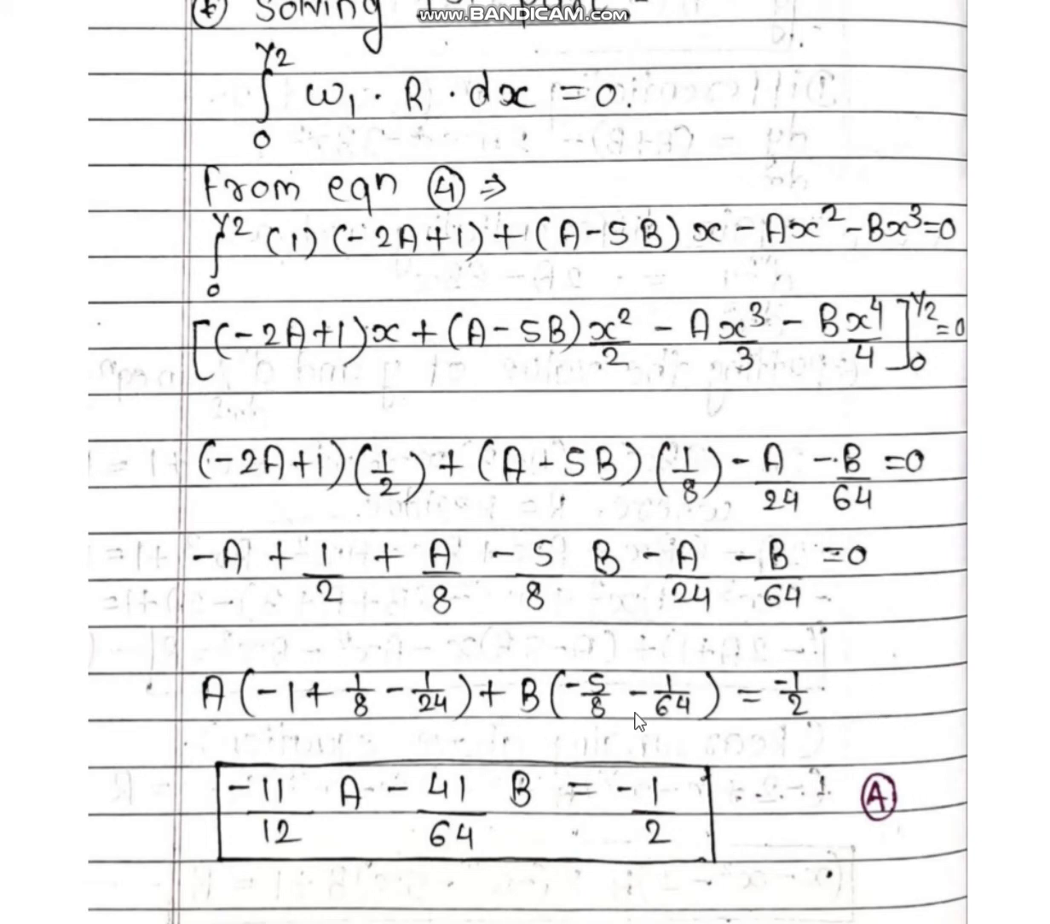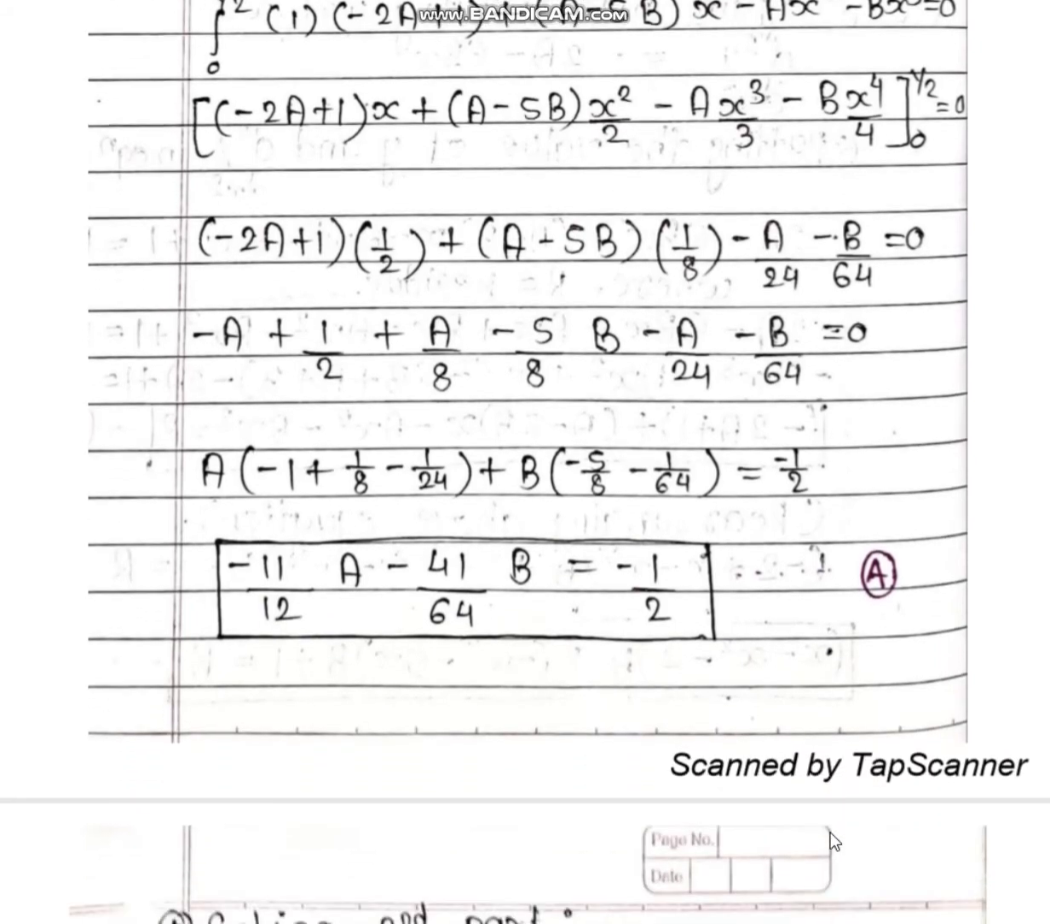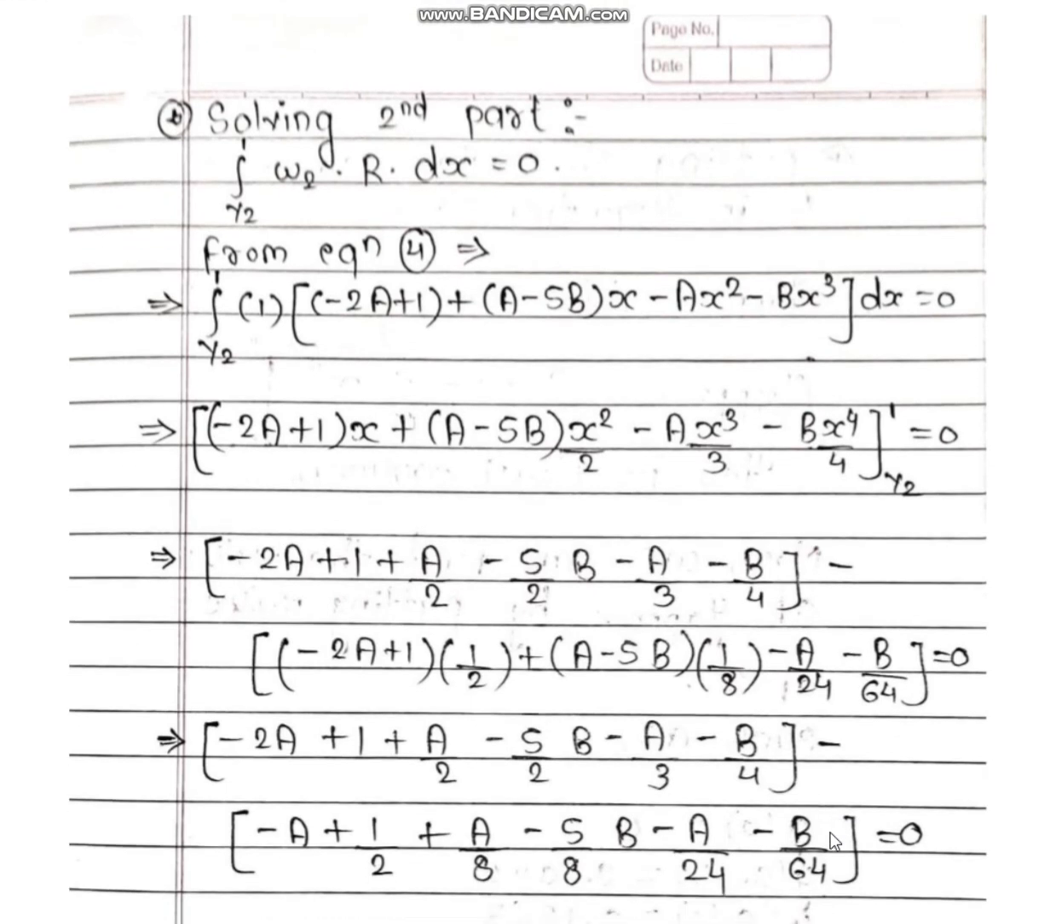We will get this equation, and in the final we get the simplified equation, that is minus 11 by 12 a minus 41 by 64 b equals minus 1 by 2, and we will rename it as equation number 1. So now our first part is over. Now we will solve for the second part.